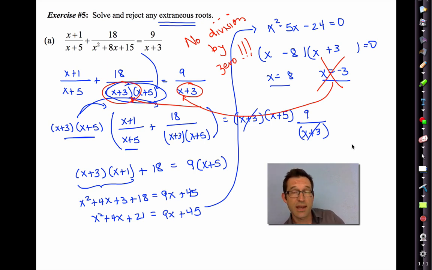I'm not going to even check it. The reason that the x minus 3 is extraneous is because it causes two different denominators to be equal to 0. If it even caused one denominator to be equal to 0, it'd be extraneous. But x equals 8 can't cause the denominators to be equal to 0, so it's perfectly fine. All right, pause the video now and then we'll do one last problem.